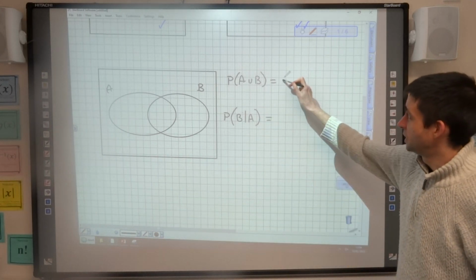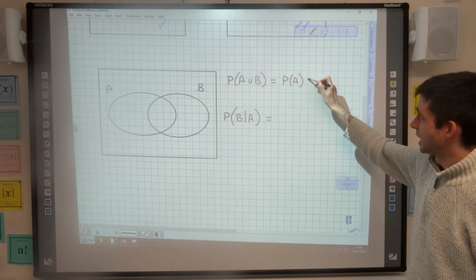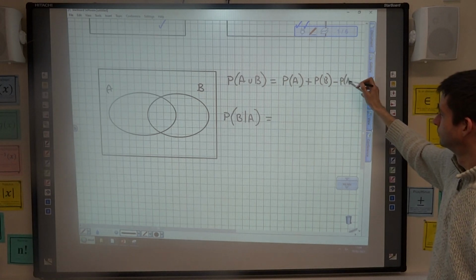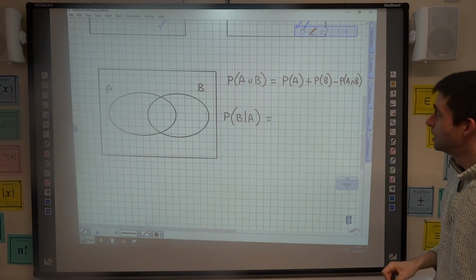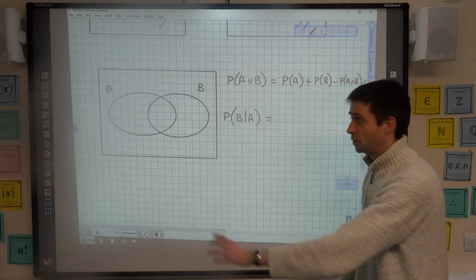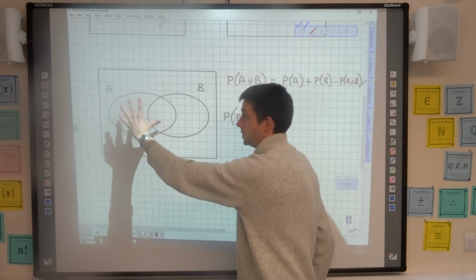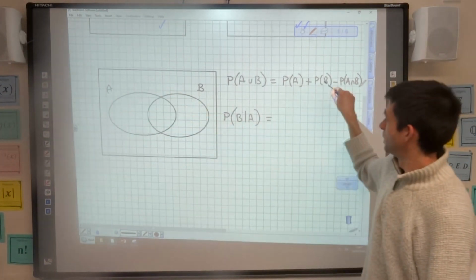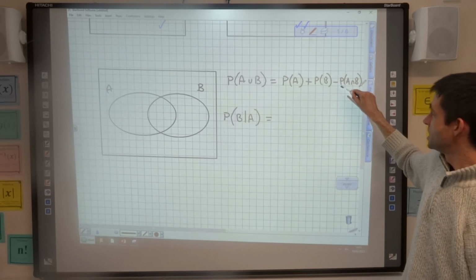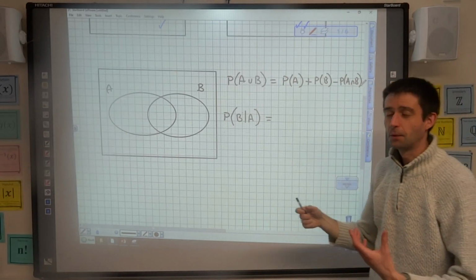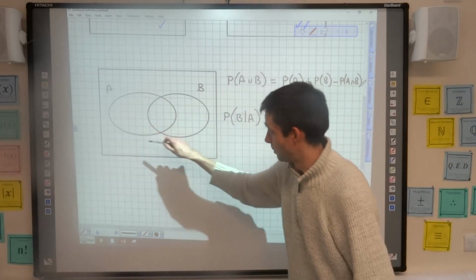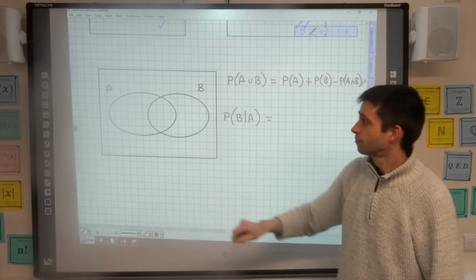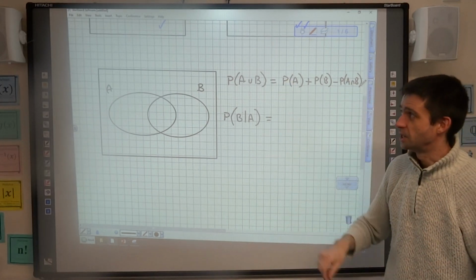Now this is a formula that you're given in the formula book, so I'm just going to jot it down and then I'll explain how and why it works. So, the probability of A union B, which you'll remember from above is everything inside these two sections, is equal to the probability of A plus the probability of B minus the intersection of A and B. The reason that happens is if you add up all of A and you add up all of B, you've counted the bit in the middle twice, which is why you need to subtract it to find the union.